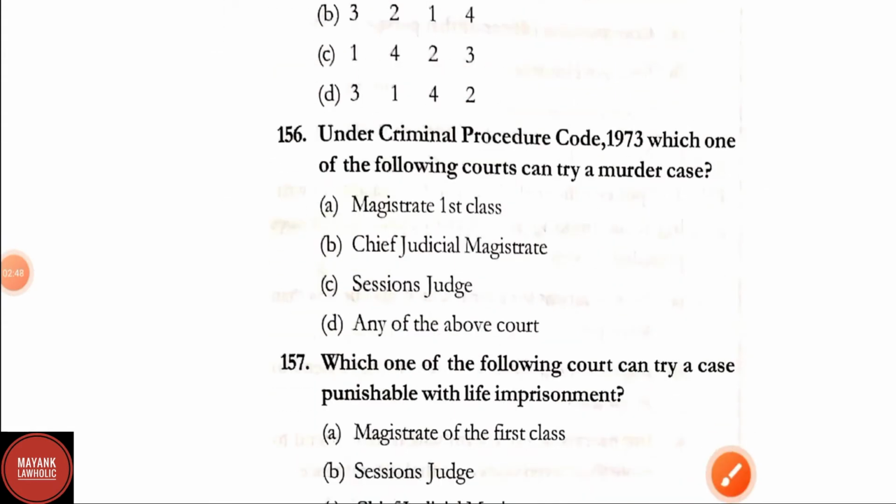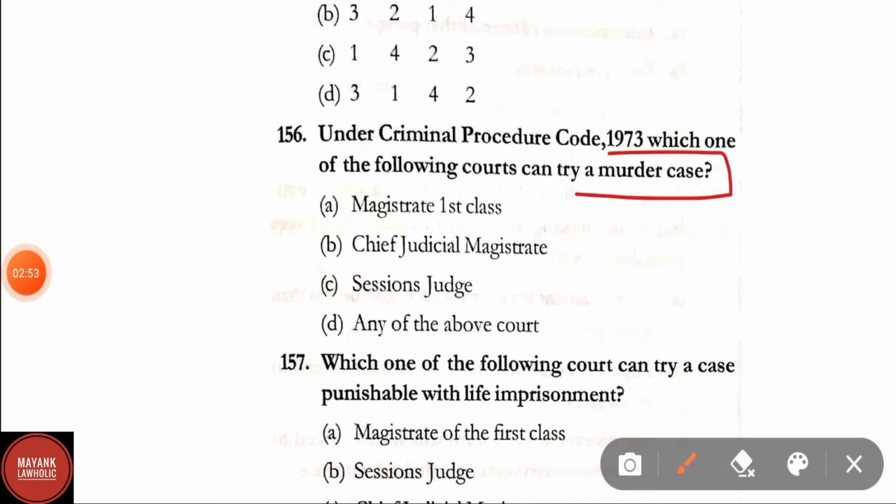Question number 156. Under CrPC, which one of the following courts can try a murder case? Option A Magistrate of first class, Chief Judicial Magistrate, Session Judge, any of the above court. Here correct answer is option C, that is Sessions Judge can try a murder case.